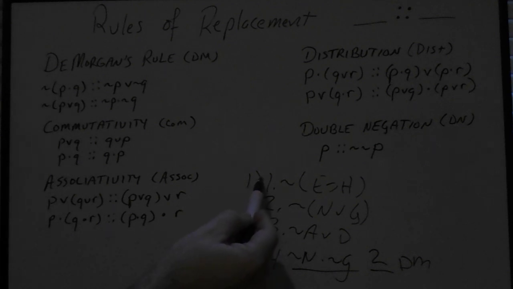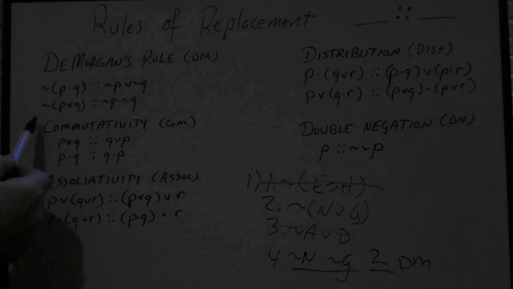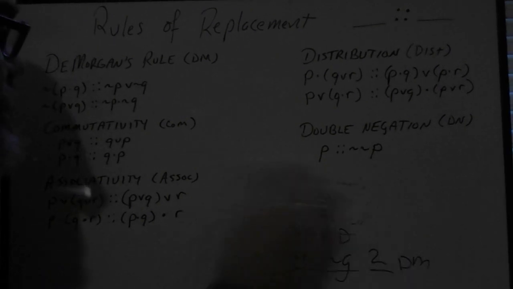It can't be line 1 because that uses the horseshoe, and we don't use the horseshoe in any of these rules here. And the not A or N isn't going to work because it wouldn't have the parentheses around it. So only line 2 matches the form for a DeMorgan. So we just simply take what's on one side and replace it with what's on the other. So you'd end up with not N and not G, line 2 from DeMorgan's rule. Okay. Let's do one more of those.